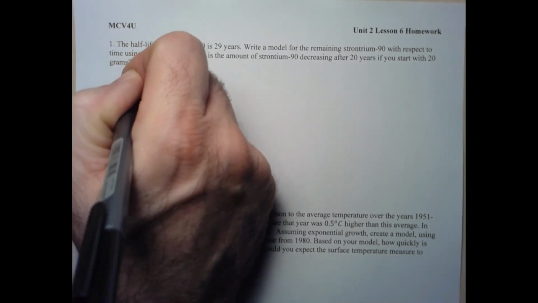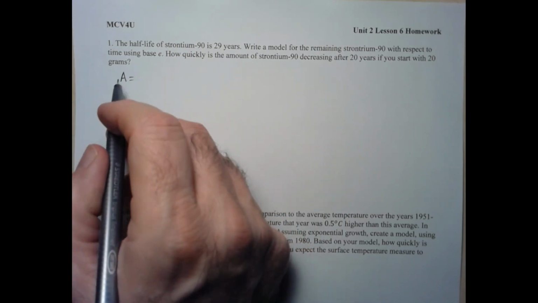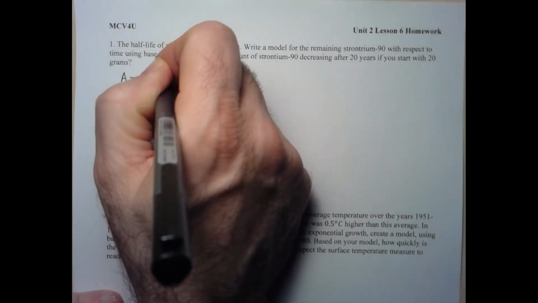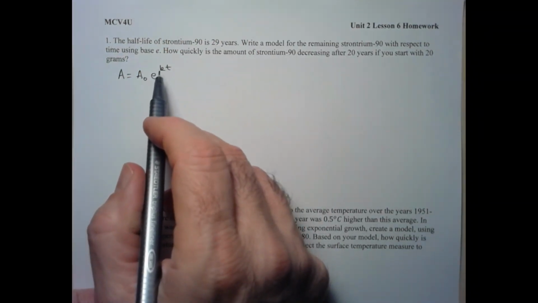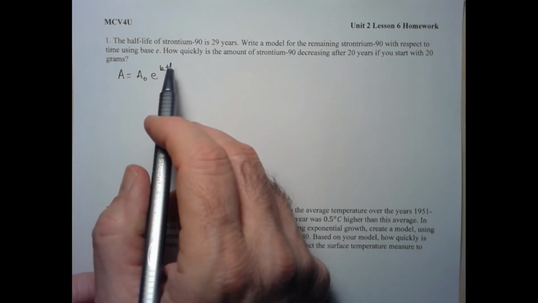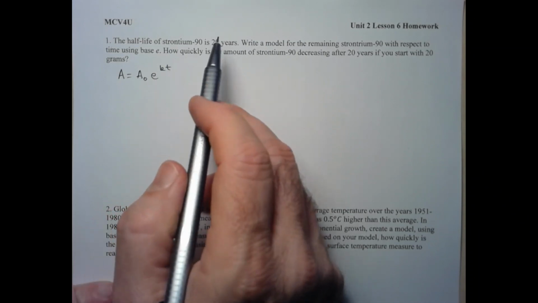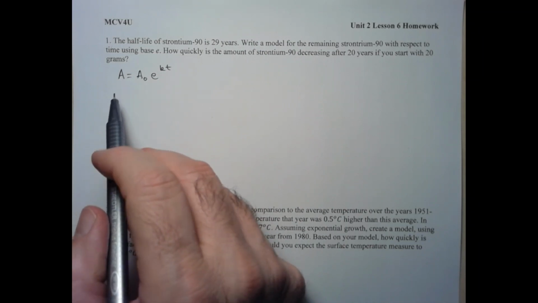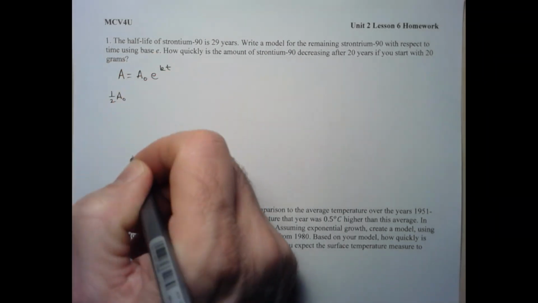So we know that the general structure of the model is going to look like this. The final amount is going to be equal to the initial amount times e to the kt, where k is some constant. We're going to call it a decay constant because the amount of strontium-90 is decreasing. So what we know is that in 29 years, the initial amount is going to go down by half. So the final amount will just be half of whatever the initial amount is.